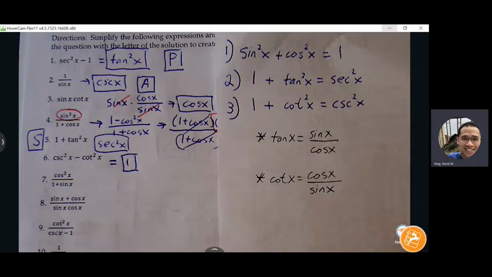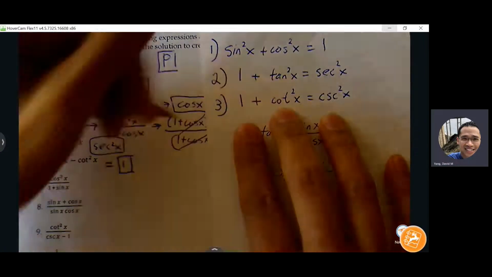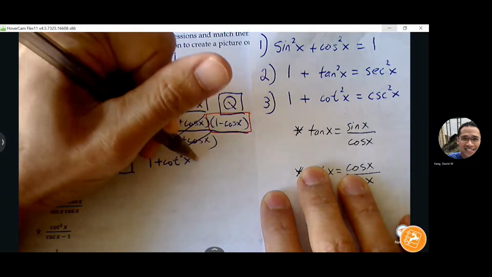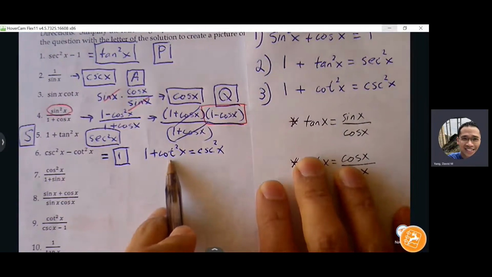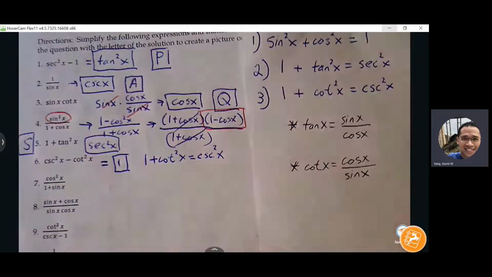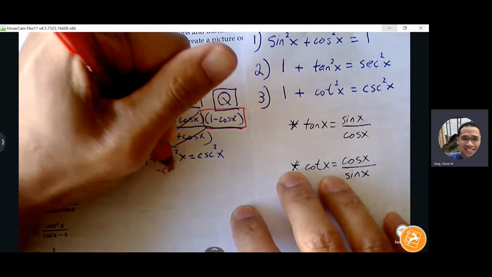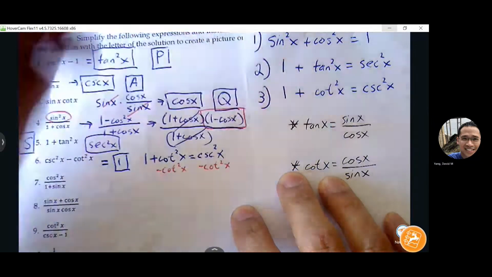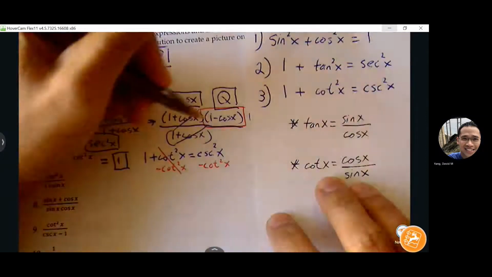I'm sorry? How do you know it's 1 again? Okay, right. How do you know it's 1? So we know this is true, right? 1 plus cotangent squared equals cosecant squared. So let me write that down. So what if I subtracted cotangent squared from both sides? Well, it would cancel out on one side. Okay, let's try that. So good, it'll cancel out on one side. What's going to happen on the other side?